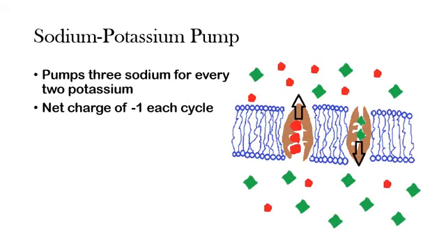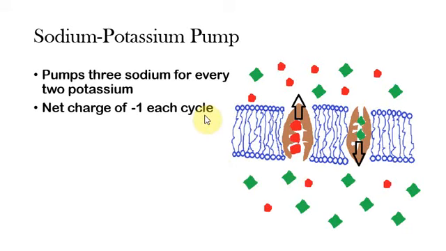Now, one very significant example of active transport is what's called the sodium-potassium pump. Now, the sodium-potassium pump is actually present in every single animal cell. It functions by pumping three sodium ions out of the cell for every 2 potassium ions that it pumps into the cell. So it kind of does this in a cycle, in that it picks up 3 sodium, it pumps them across the membrane, where it then picks up 2 potassium and pumps that across the membrane to the other side.